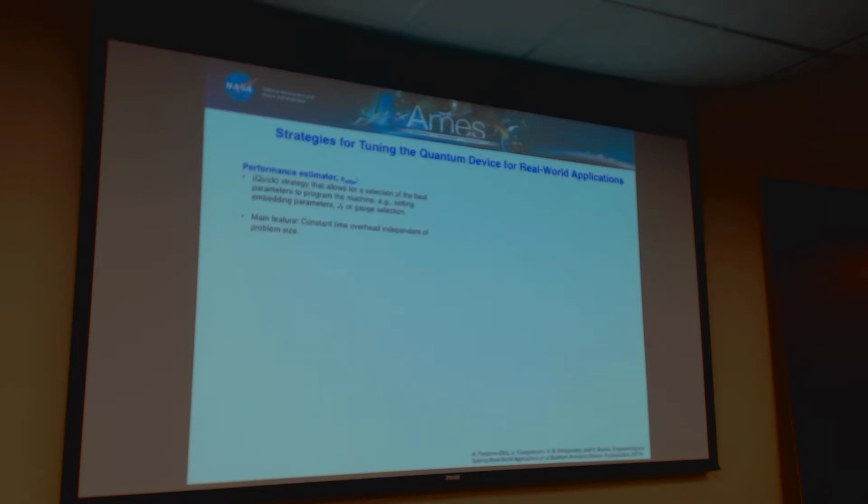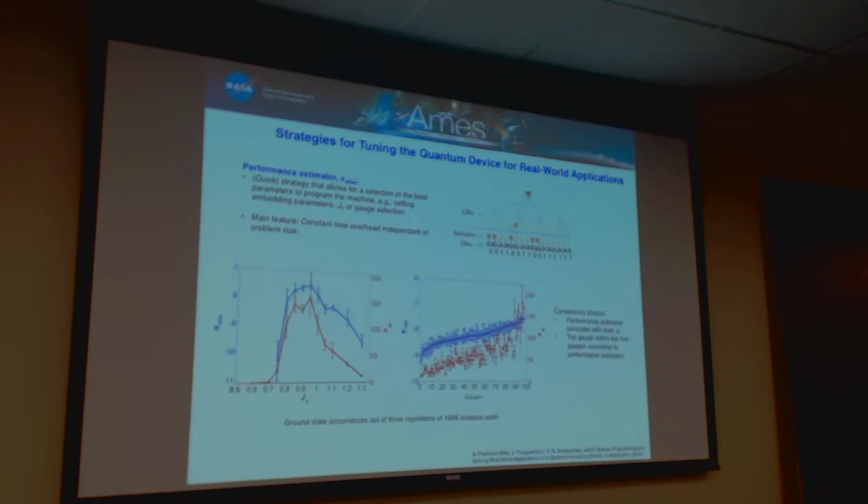So what we came up with is what we call a performance estimator, a strategy to do a quick assessment of what kind of gauge you want to implement in the device. As I mentioned, it tries to give you, from quick runs on the D-Wave, the best parameters with which you can program the J couplings and the gauges. One of the nice features of this performance estimator is that it doesn't matter the size of the problem. It doesn't scale with the number of qubits. It just exploits the fact that you are using an adiabatic machine, that is, you're aiming for the low energy landscape.